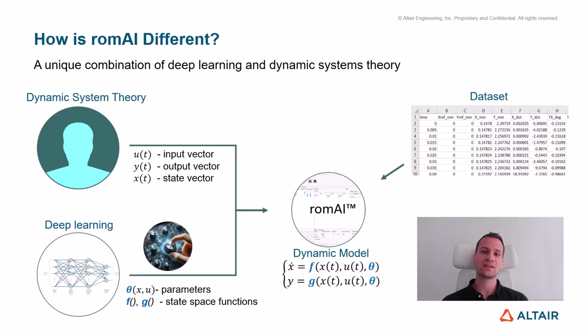And how is ROMAI different compared to the competition? Under the hood, we have a very unique combination of deep learning and dynamic system theory. That means that we can create very efficient nonlinear dynamic reduced order models that are able to generalize well and be used outside of the training range in a lot of scenarios.